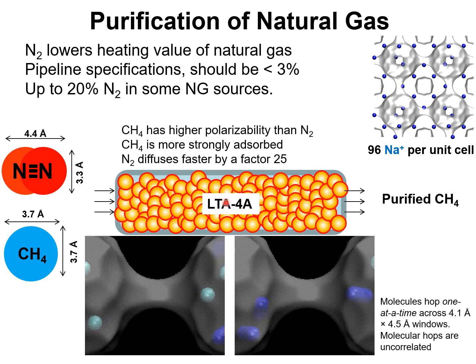Let's consider the technologically important problem of purification of natural gas. In many natural gas reserves, especially in remote locations, the nitrogen content can range up to 20%. The presence of nitrogen lowers the heating value of natural gas, and therefore for transportation purposes and supply to households, the pipeline specifications demand that the content of nitrogen be less than 3%.